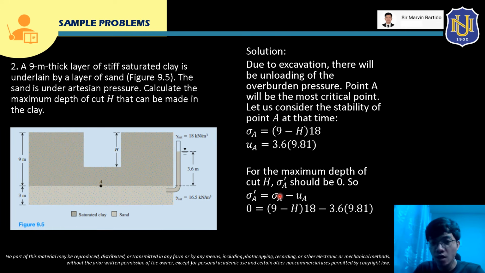And then our total stress at A is 9 minus H times 18, minus our pore water pressure, which is 3.6 times 9.81. No? So, class, the only unknown here is H. So we can solve for H, and H comes out to 7.038 meters. So this is the cut H we are looking for, the one at which the stability of our soil will not be lost. So that is the answer, class.